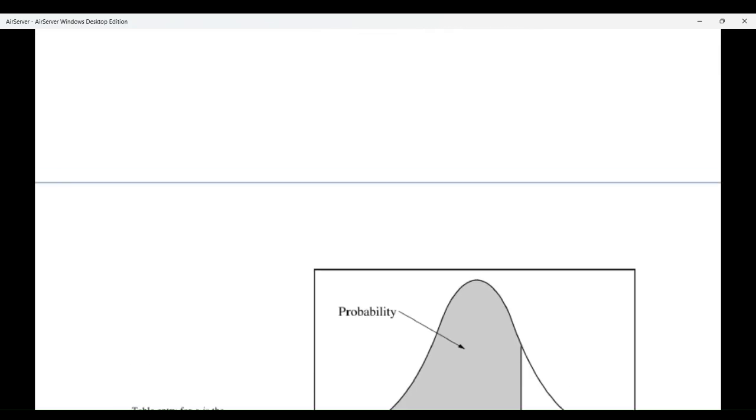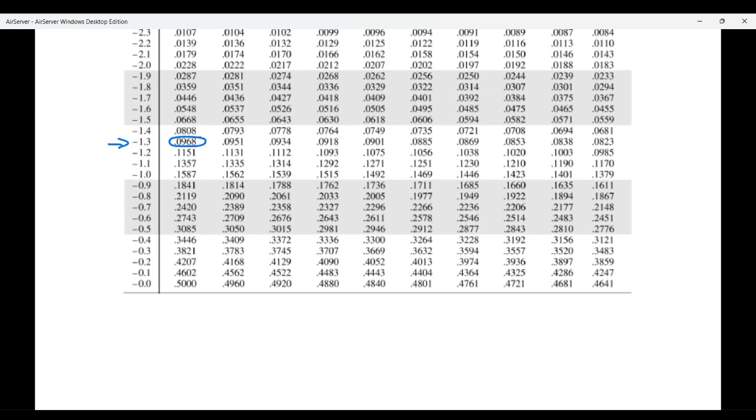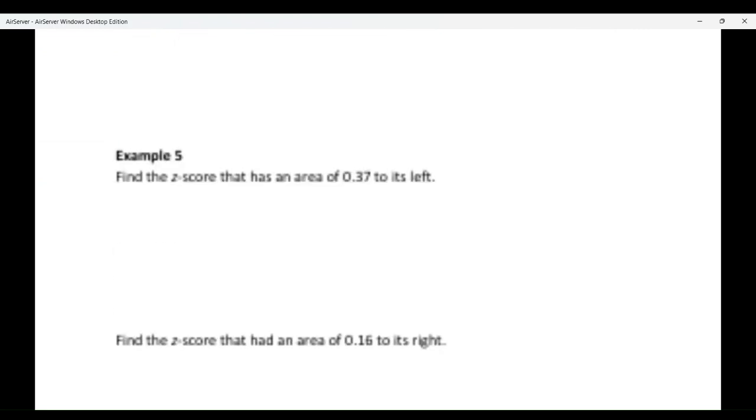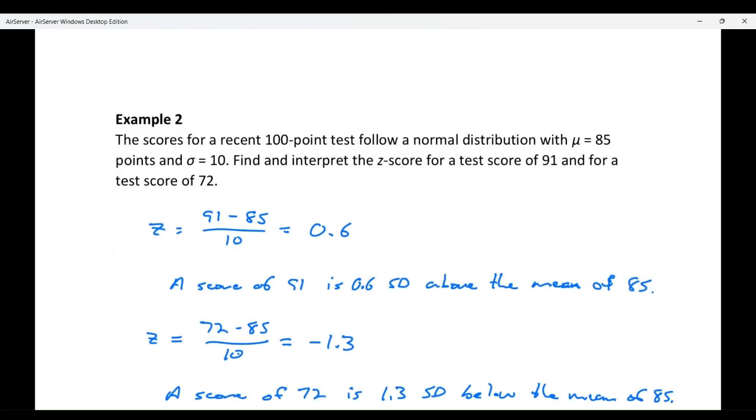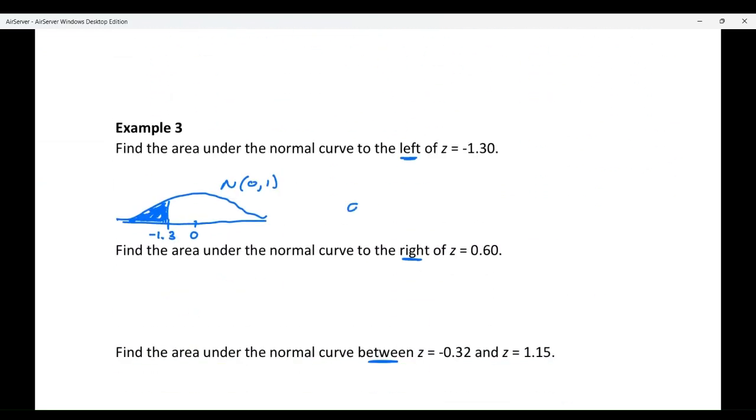Okay. All right, so our answer was 0.0968. Let me go back up to the problem and write that in. So here we have an area of 0.0968, or about 9.68% of our data would be below negative 1.3, whatever that corresponds to as a test score or a weight or whatever it might be.